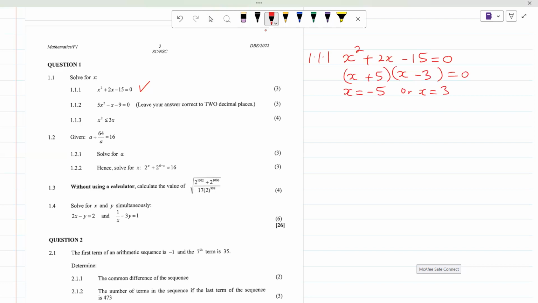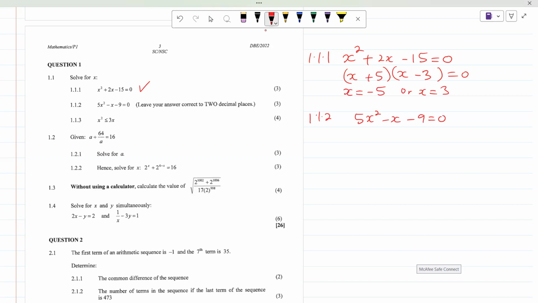The next thing I look at, get ready, you don't need to copy anything, is 1.1.2. You'll copy at home because I'm going to send you the video. You can copy after this. So we're looking at the next one, 1.1.2, which is exactly 5x squared minus x minus 9 equals 0.